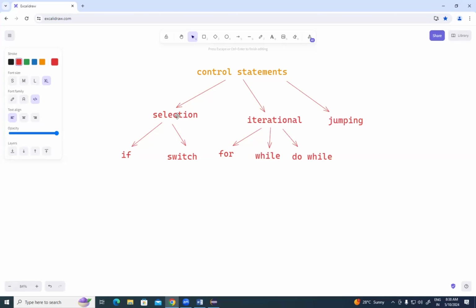Selection statements are two. What are they? If and switch. Jumping statements are, there are multiple jumping statements.